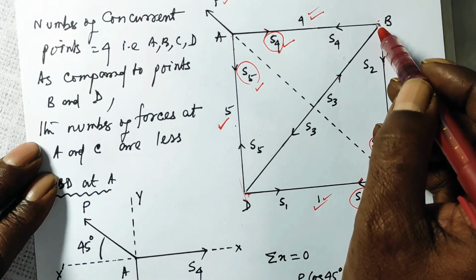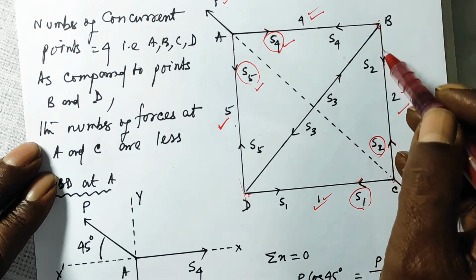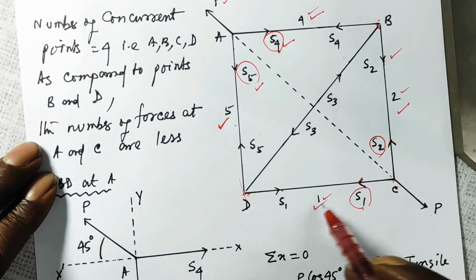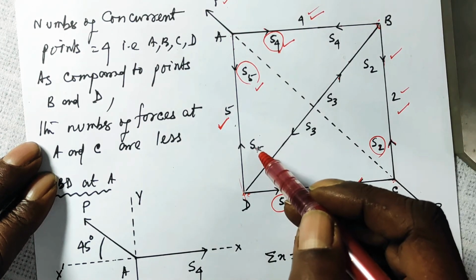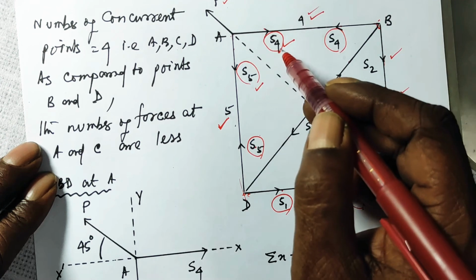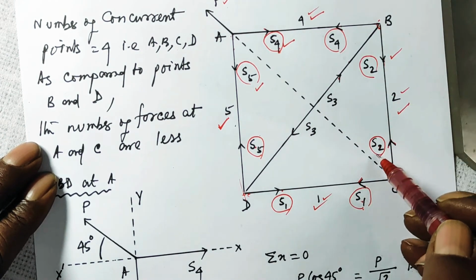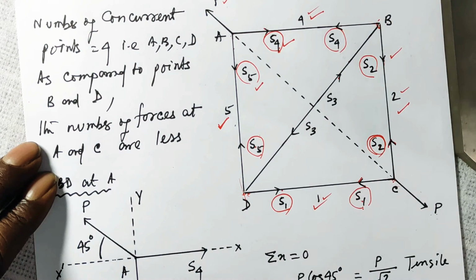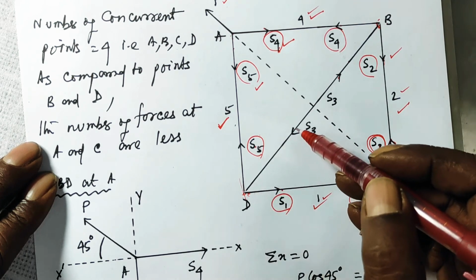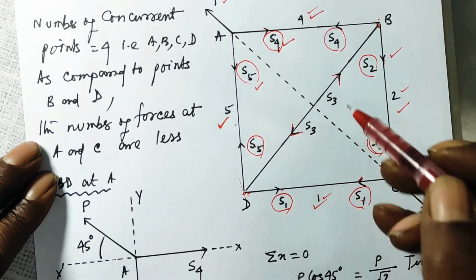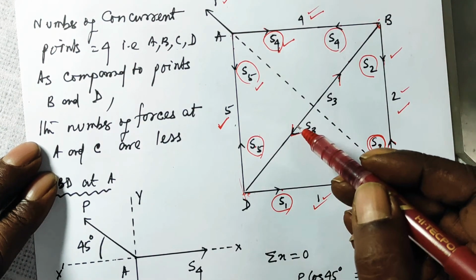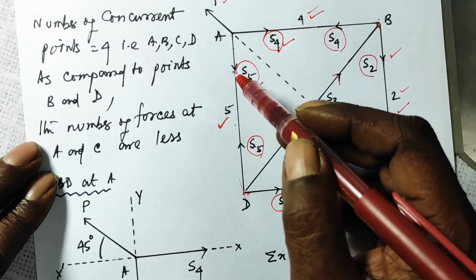So if you consider point B, S4 will be to this side. If you consider point B, S2 will be to this side. If you consider point D, S1 will be to this side. This S1 is the same thing as this one. S5 will be away from the point D. This S5 is the same thing as this S5. This S4 is the same thing as this S4. This S2 will be the same thing as this S2. And this one, the bar BD, will have an axial force S3, right? Now, you might ask why this and this are away from the point A.